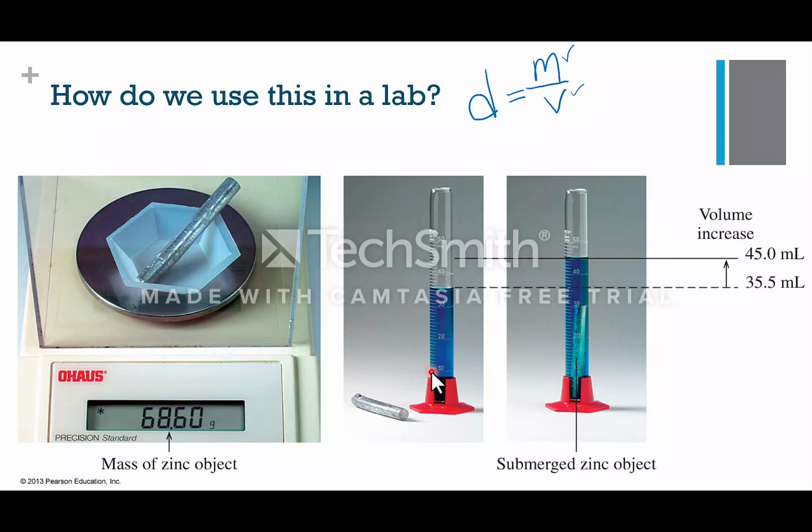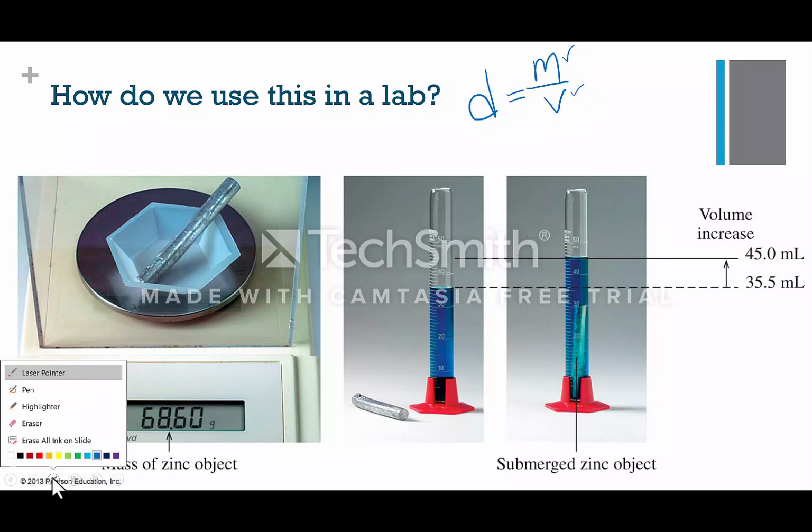It really doesn't matter how much you start with. What matters is you correctly write down how much it is that you start with. So I'm going to put water in this graduated cylinder, and I measure it, and it reads 35.5 milliliters. Then I'm ever so gently going to put my metal object into the graduated cylinder, and that's what we did here. The volume, of course, is going to increase. That volume is going to go up. So now the final volume, or the volume at the end, is 45.0 milliliters.